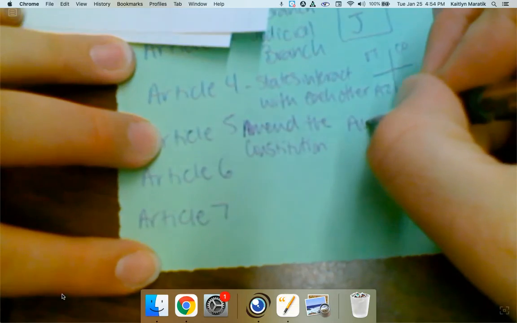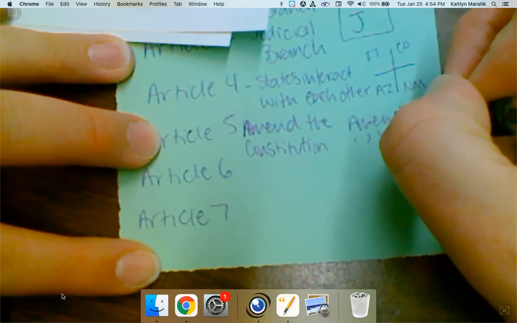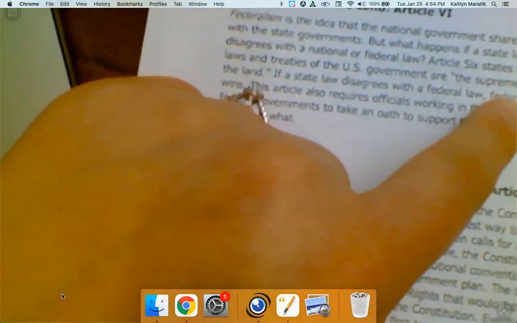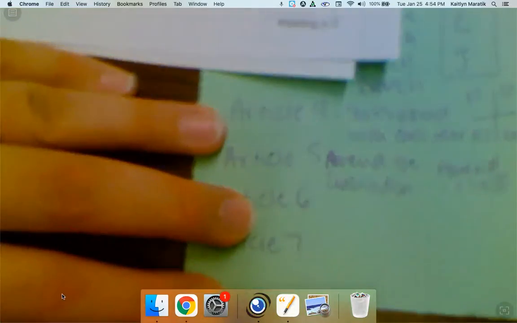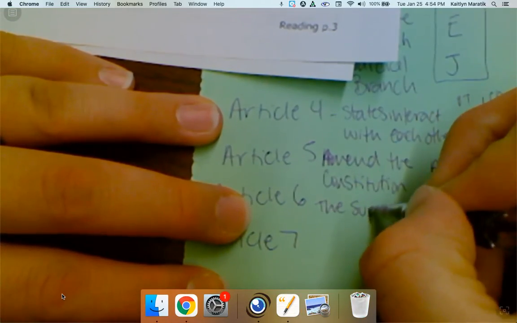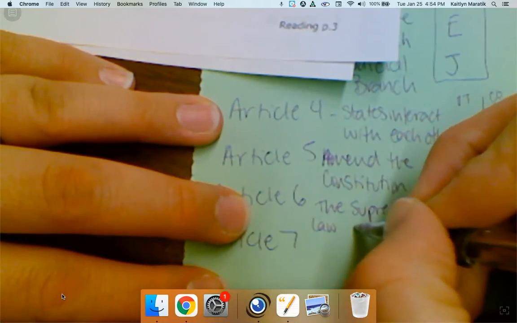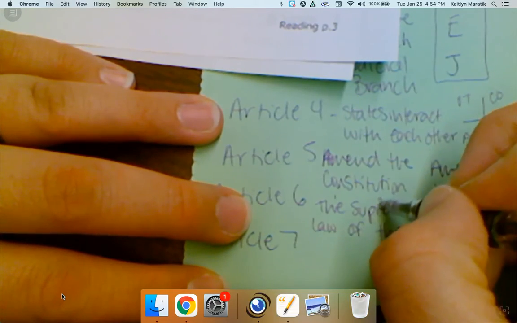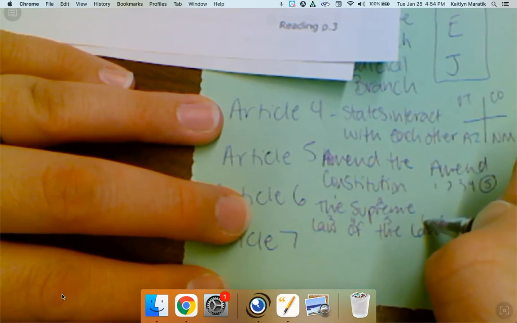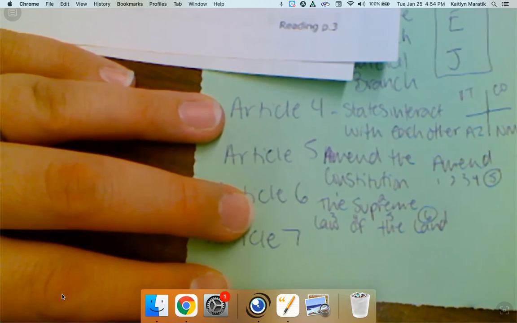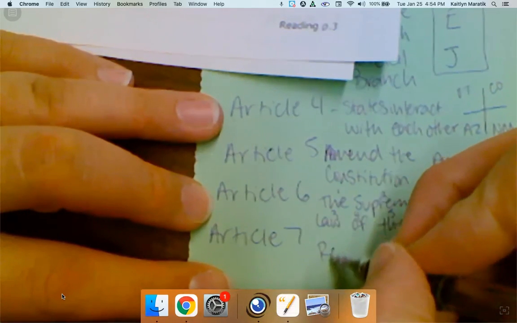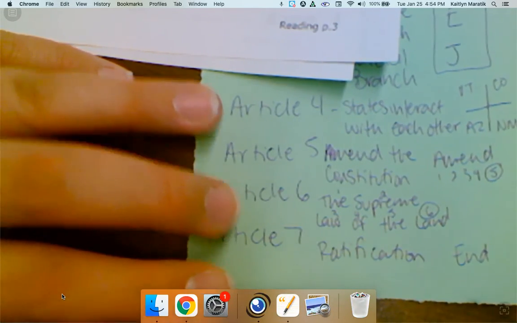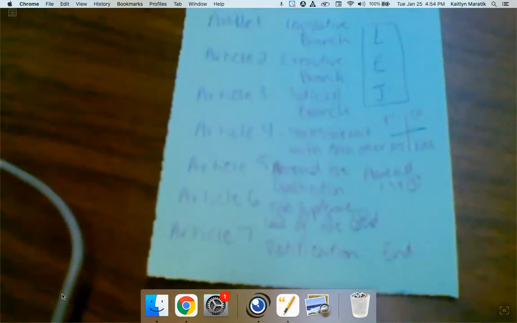The word amend. 1, 2, 3, 4. Oh, 5 letters. Article 6. The supreme law of the land. The supreme law of the land. 1, 2, 3, 4, 5. Look at that. There's 6 words. And then the last one, it's our last piece, ratification. And it's the end. So just a little way to help remember which article is which.